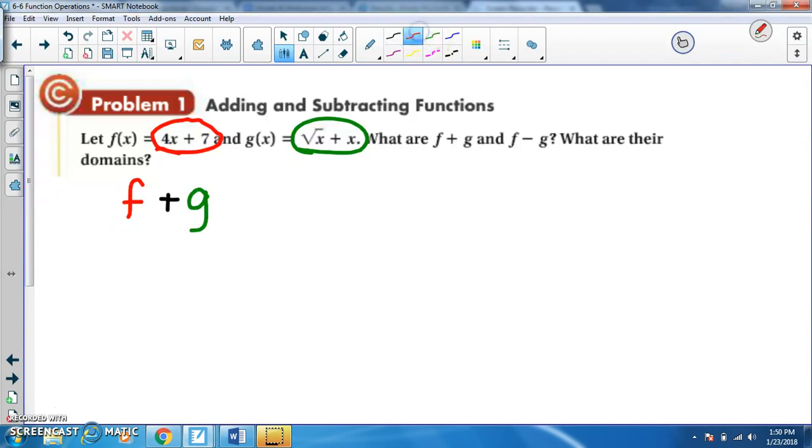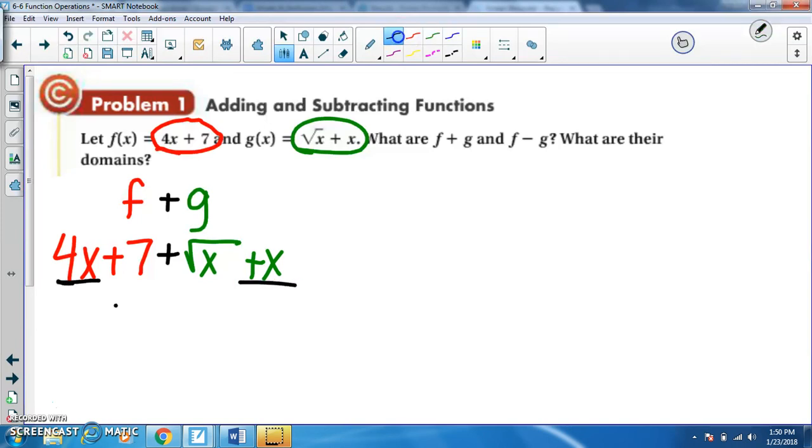What we are going to do is take what f is equal to. f is equal to 4x plus 7. And we want to add that to what g is equal to, the square root of x plus x. Now combine like terms. We can combine 4x and x to get 5x plus 7 plus the square root of x.